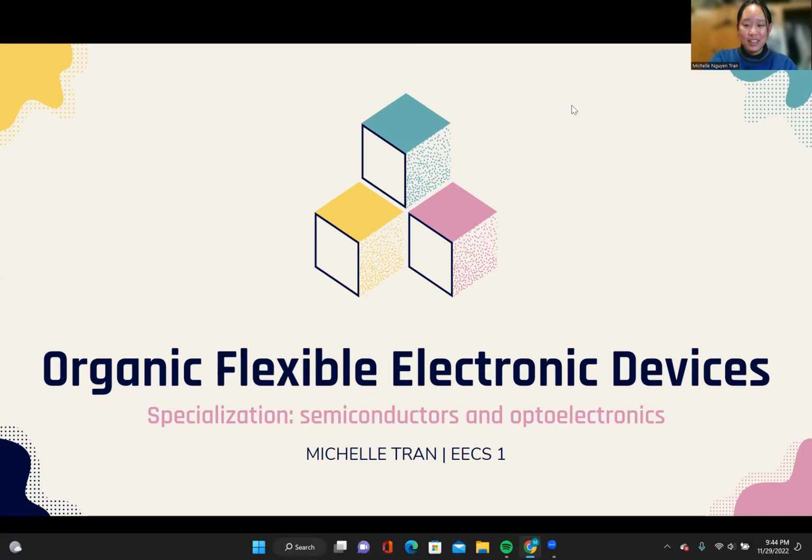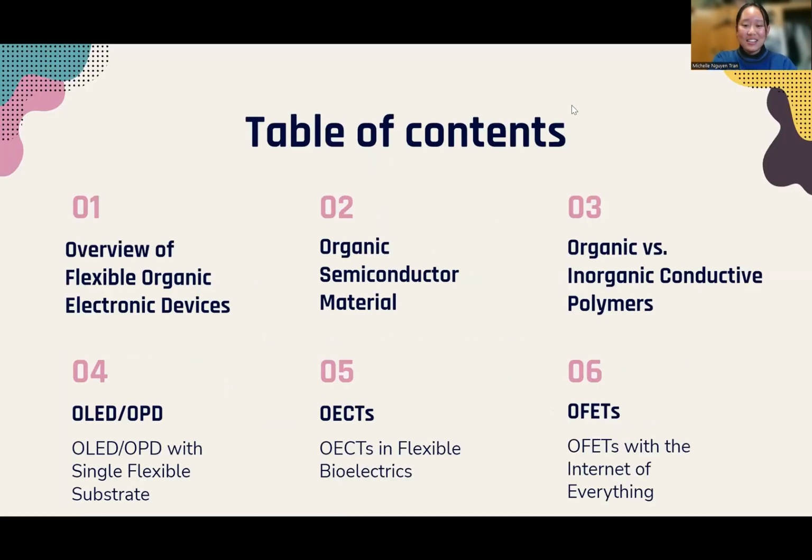Okay, here's a list of the topics I'll be discussing in this presentation. Number one, overview of flexible organic devices. Number two, organic semiconductor material. Three, organic versus inorganic conductive polymers. The next four, four, five, and six are going to be flexible organic devices applications currently being researched. So first, OLEDs, OPDs, OX, and then we're going to finish off with OFEDs.